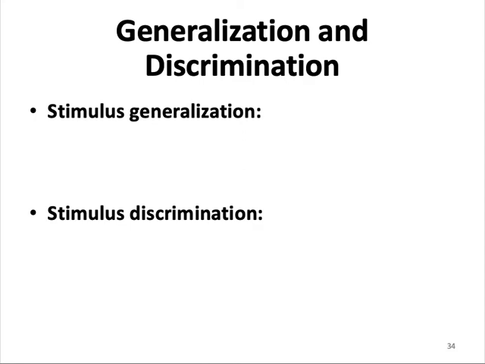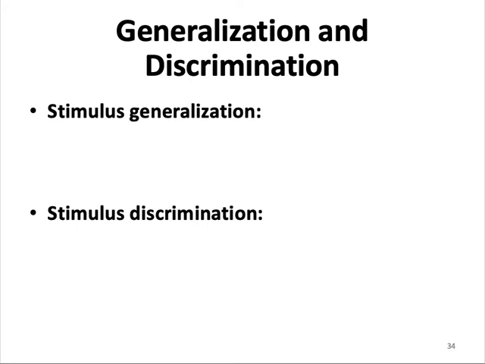All right, generalization and discrimination of the stimulus. Stimulus generalization is learning that occurs when stimuli that are similar but not identical to the conditioned stimulus produce the conditioned response. This would be like having some sound that's similar to the metronome also producing the salivation.